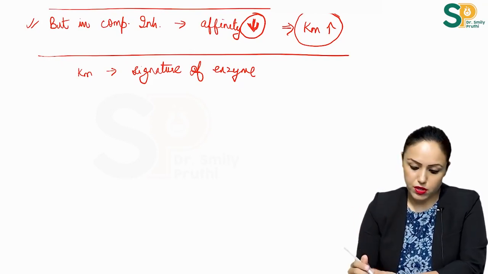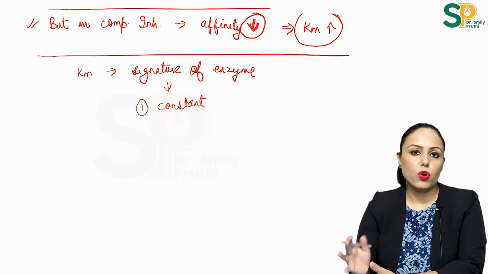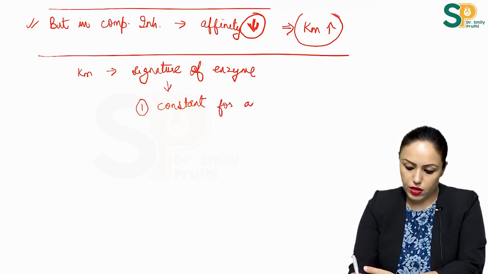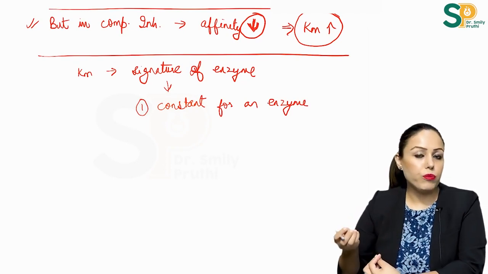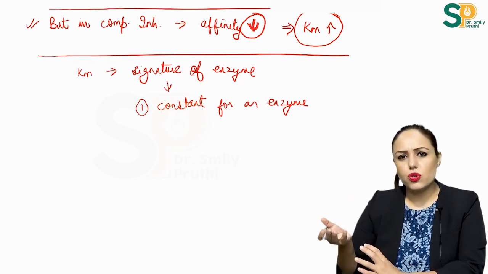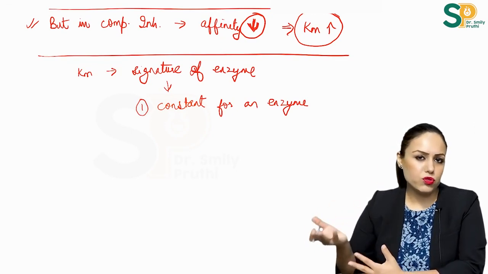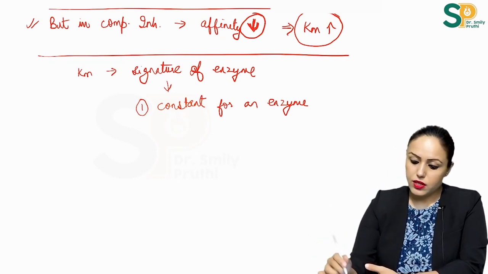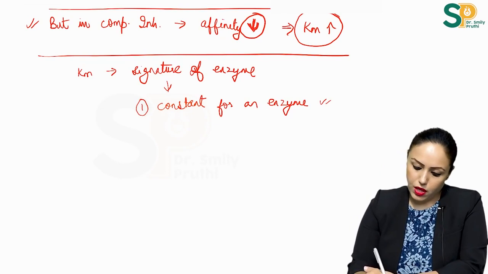Signature means constant, right? So the number one meaning of this signature, the first point, is that it's constant for an enzyme. Like, let's say there's one person, he'll make the same signature on Monday, same on Tuesday, same in January, same in February, right? So it's constant. Signature means constant. Similarly, it is constant for one enzyme, right?